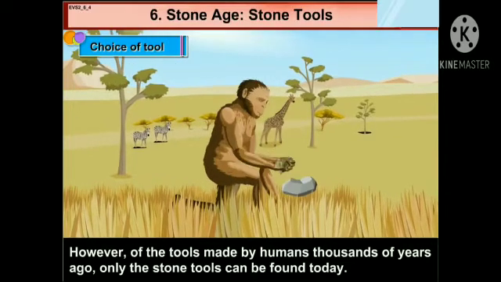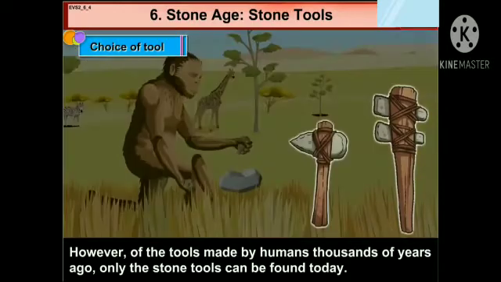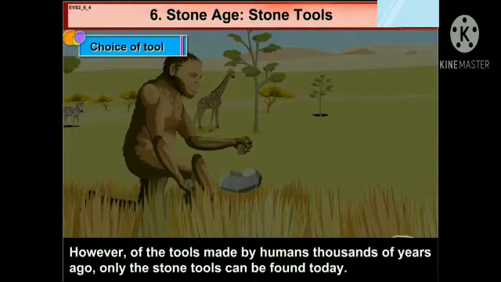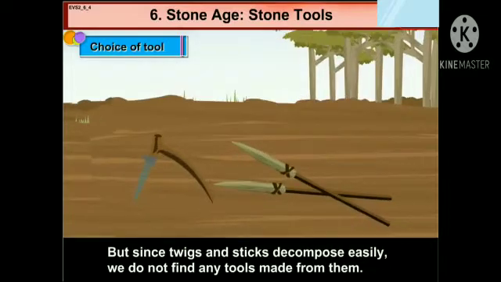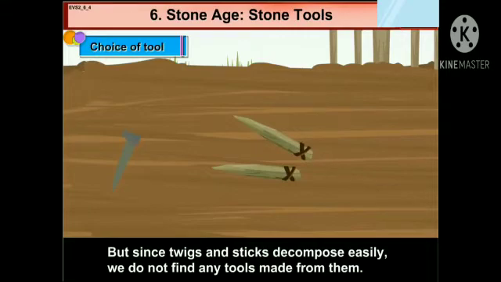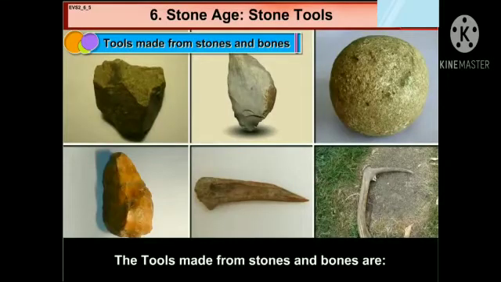However, of the tools made by humans thousands of years ago, only the stone tools can be found today. Tools made from bone are rarely found. But since twigs and sticks decompose easily, we did not find any tools made from them. Let's see tools made from stones and bones.